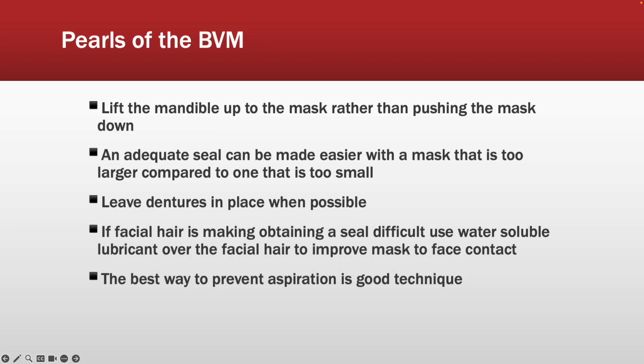So some pearls of BVM use: lift the mandible to the mask rather than push the mask down. An adequate seal can be made easier with a mask that is too large compared to one that is too small. Leave dentures in place when possible. If they're not staying in very well, or if you feel like they will be an airway hazard, cause an obstruction, then we want to take them out. Otherwise, we can leave them in place, because that will fill out the cheeks a little bit, the gums, and give you a little bit better seal.